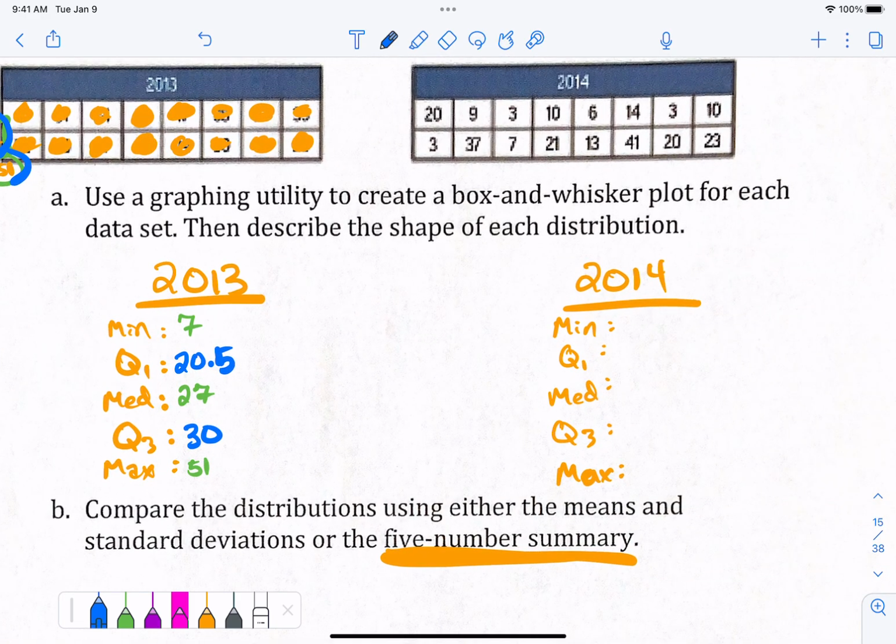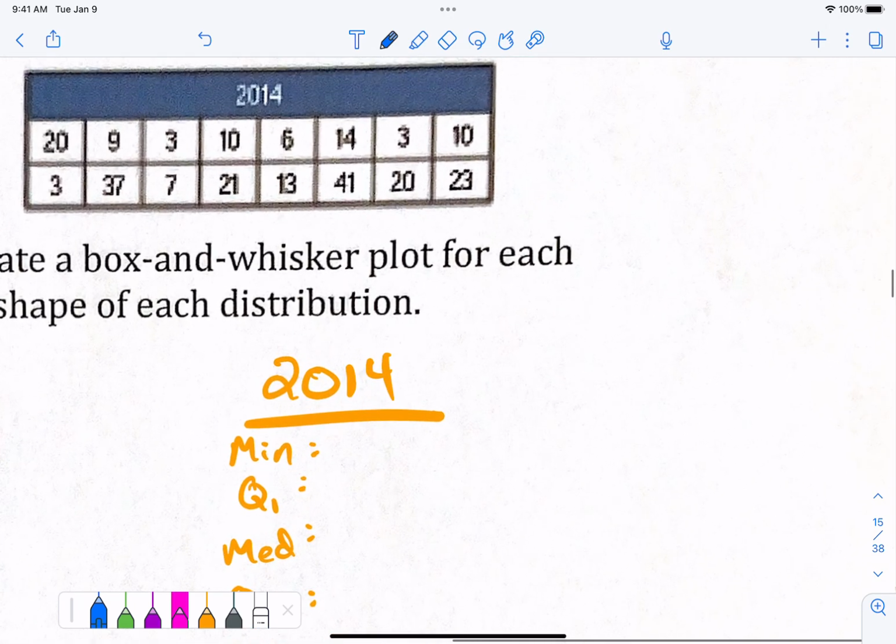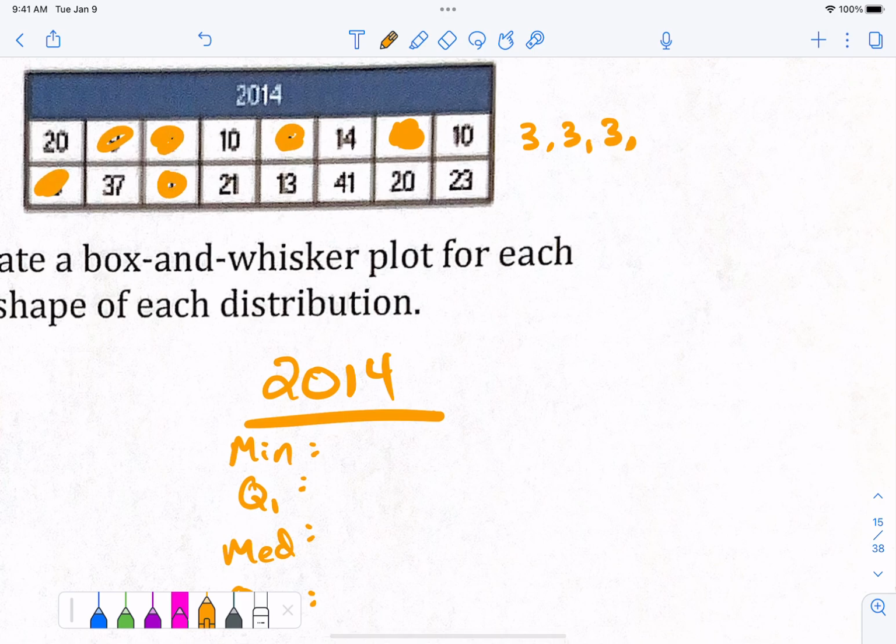Now I'm going to do the same thing for 2014. Got it? 2014. These numbers are smaller, so here we go. I see 3 3s. 3, 3, 3. Then I see a 6 and a 7 and a 9. 6, 7, 9. Then I see 2 10s. 10, 10. I think it's a 6. We count it as a 6.